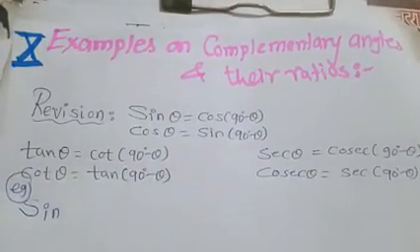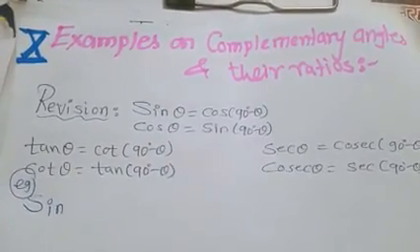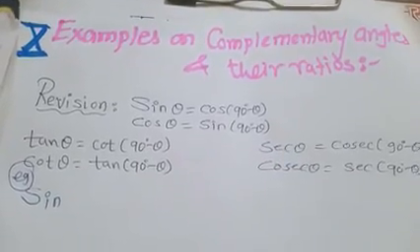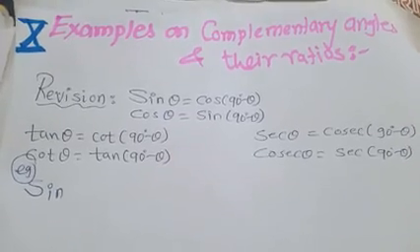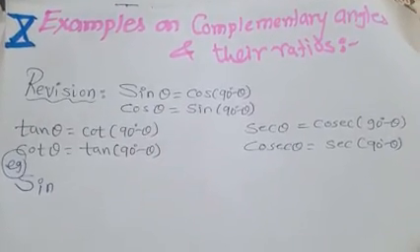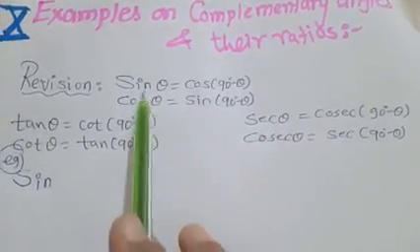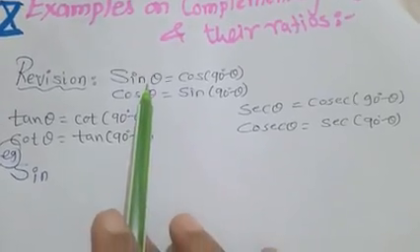This is mathematics class for standard 10. This is lesson number 8: examples of complementary angles and their ratios. Just revise some rules which we learned in the previous lecture.